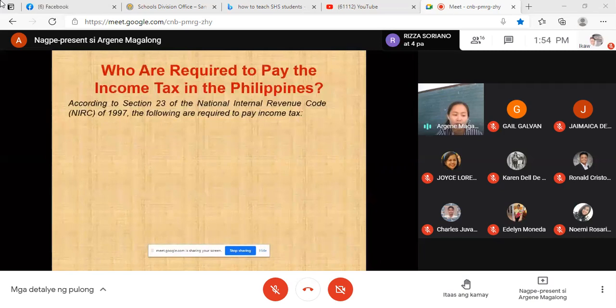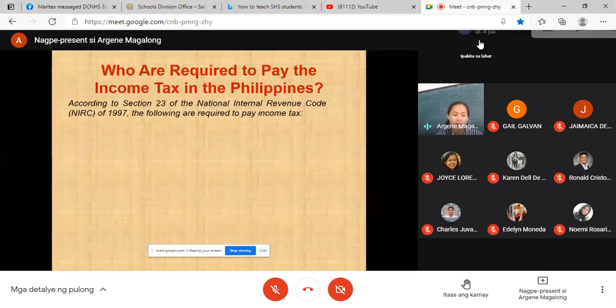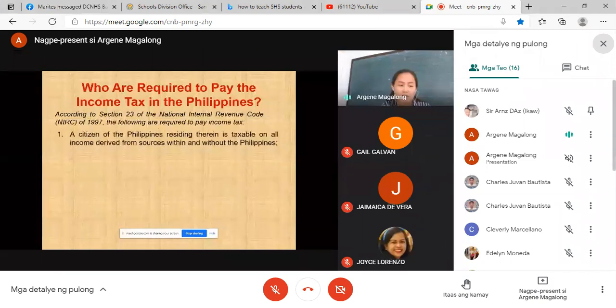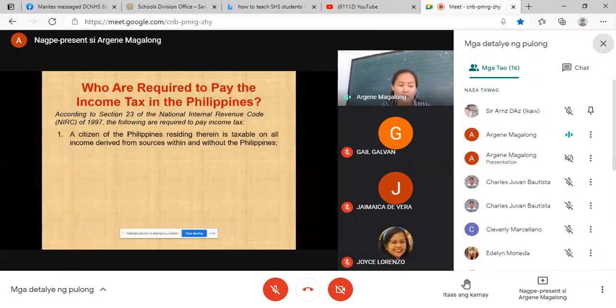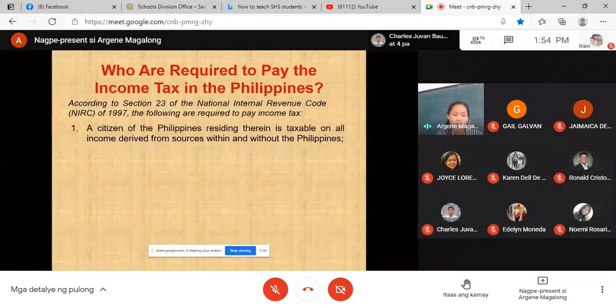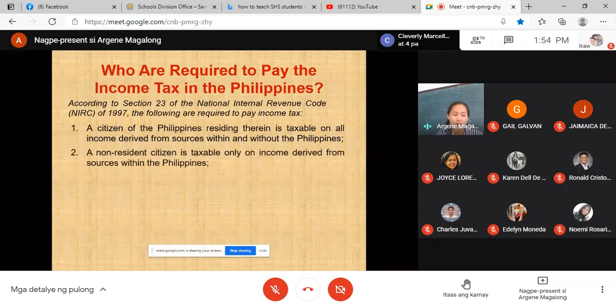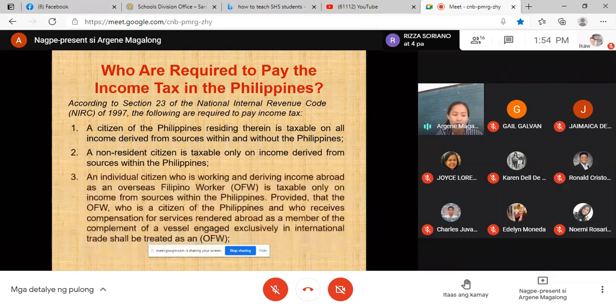Okay, sino-sino nga ba yung mga required to pay income tax in the Philippines? So, a citizen of the Philippines residing therein is taxable on all income derived from sources within and without the Philippines. So, kailangan isa kang Filipino citizen. Next is yung mga non-resident citizen, taxable only on income derived from sources within the Philippines. Para sa mga citizen naman na mga OFW, taxable lang yung income nila from sources within the Philippines, provided that the OFW who is a citizen of the Philippines and who receives compensation for services rendered abroad as a member of the complement of a vessel engaged exclusively in international trade shall be treated as an OFW.